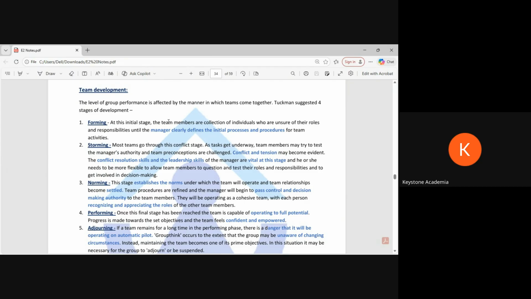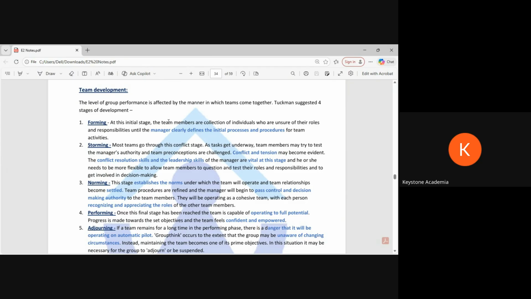First is forming. At this initial stage, the team members are a collection of individuals who are unsure of their roles and responsibilities until the manager clearly defines the initial process and procedures for the team. So technically here we are finding out individuals. Maybe the individuals themselves are not very clear what will be their role, because the manager, or the team leader or the director, the CEO is looking for them to do a particular task.